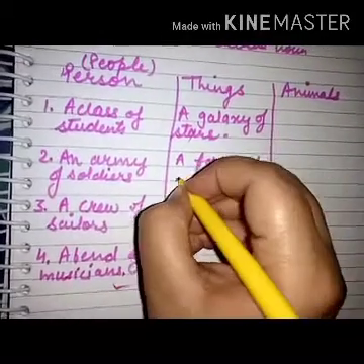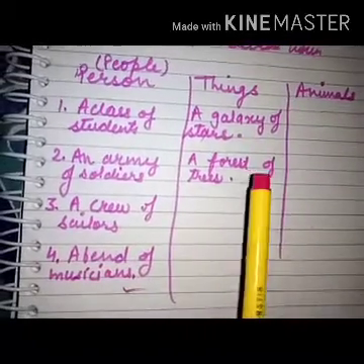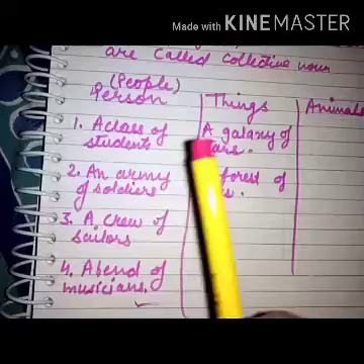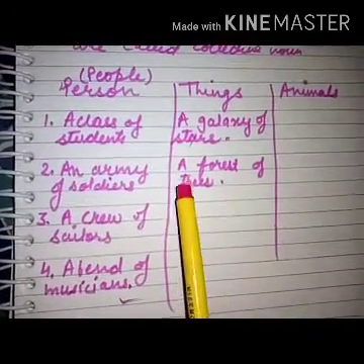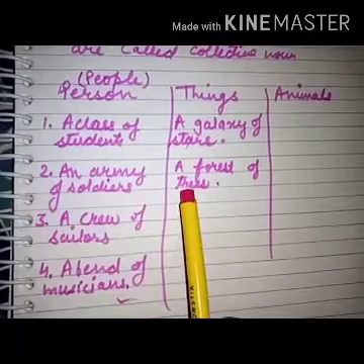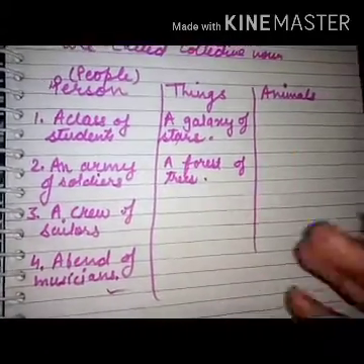Second, a forest of trees. A forest of trees. In forest, so many trees. So it's called a forest of trees. When so many trees are anywhere, we say a forest of trees.